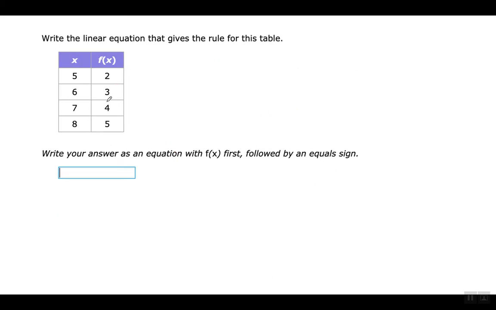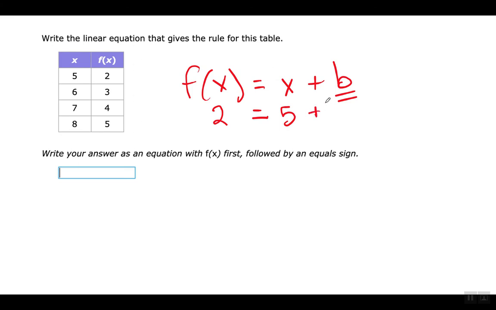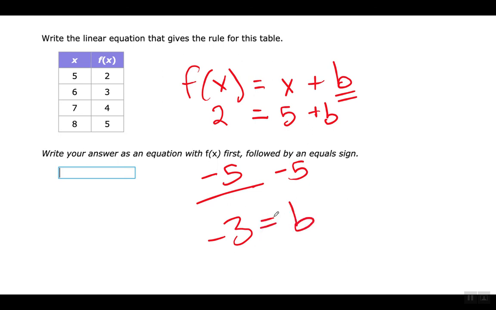Here, again, they're going up by 1, so the slope is going to be 1. El slope va a ser 1 en este ejemplo. Okay, so to solve for the y-intercept, I'm going to plug in 5 and 2. So I'm going to put the 2 where f of x is and the 5 where x is. Now when I subtract 5 from both sides, I'm going to get b equals negative 3. So f of x equals x minus 3.